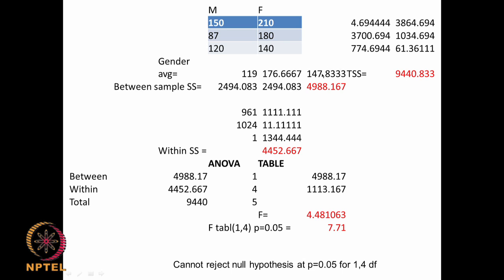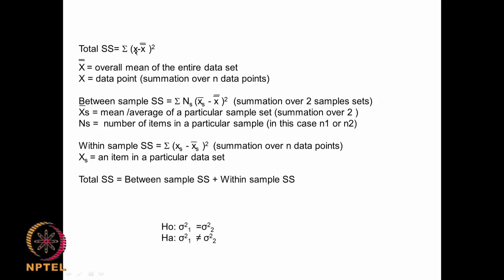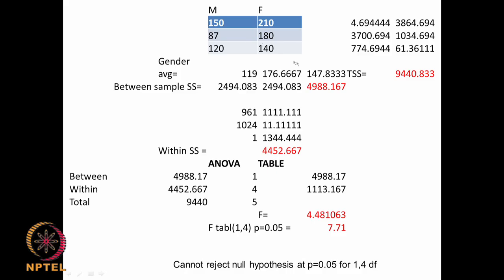Now, how do you calculate the total sum of squares? You remember this equation? You take each one of the data points, subtract the global average, square it up and keep on adding. So, I take 150 minus 147.8, square, 87 minus 147.8 square, 120 minus 147.8 square, 210 minus 147.8 square, 180 minus 147.8 square, 140 minus 147.8 square. Add up all of that, that will give me 9440.